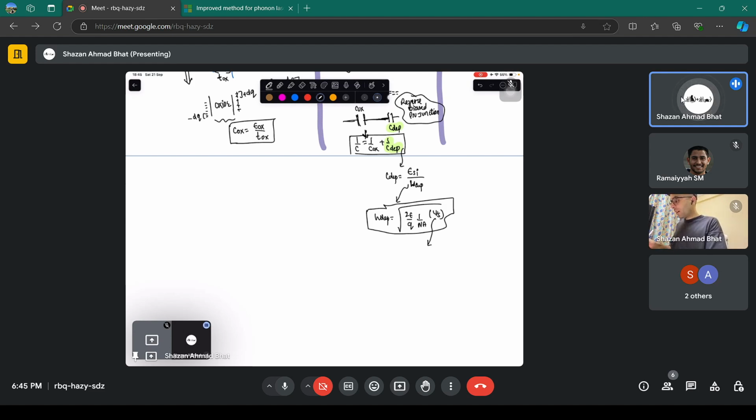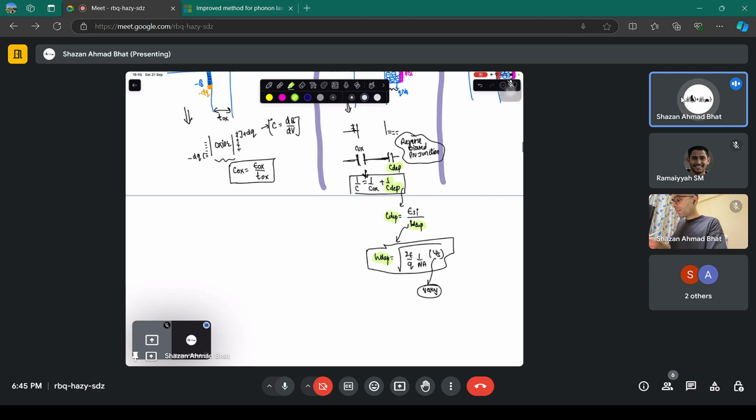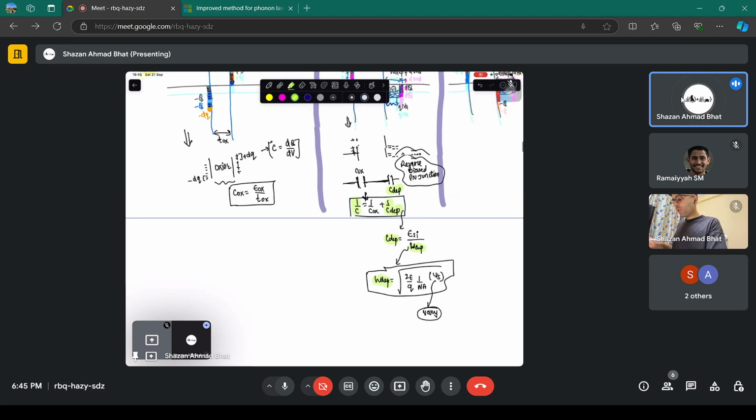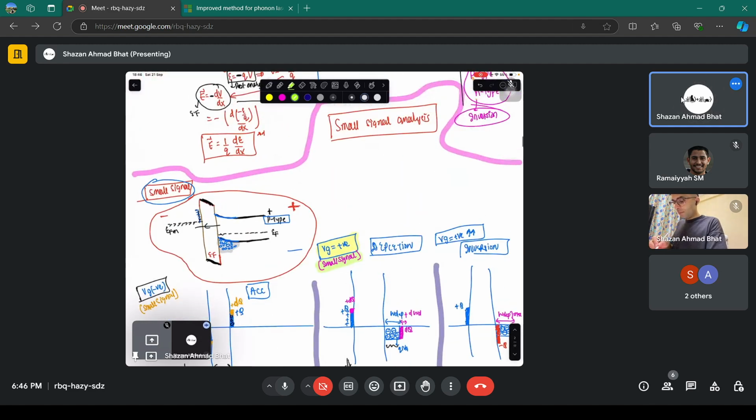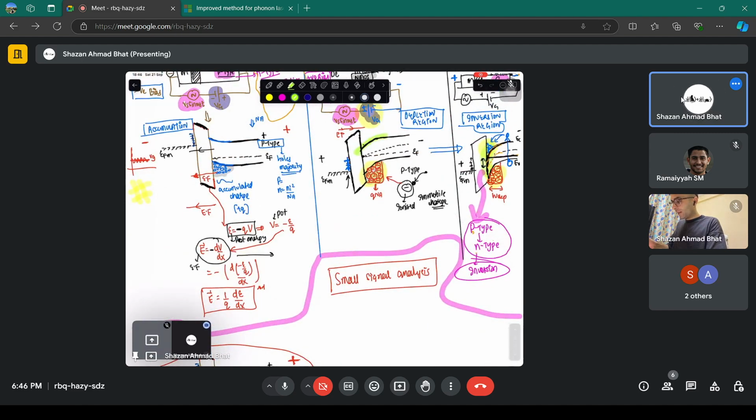This surface potential can now vary depending upon the bending, and hence W depletion can vary. If this varies, C depletion varies, and if C depletion varies, the overall capacitance varies. Now you have a changing capacitor here, which depends upon the depletion width, which depends upon the surface potential. Surface potential is this particular bending in this region. It represents the potential near the surface.